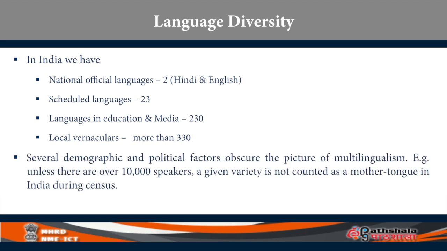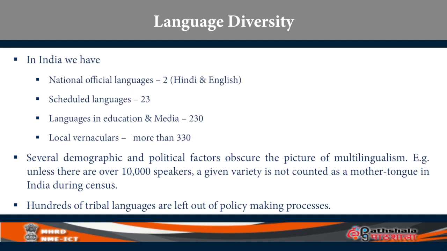Several demographic and political factors obscure the actual multilingualism in India, because these numbers are hardly representative of the complexity of multilingualism we have. Unless there are 10,000 speakers, a given variety is not even considered a language by the government. And this is a political factor. Hundreds of tribal languages, because of this reason, are left out of the policy-making process, because some of those tribal languages may not have 10,000 speakers.